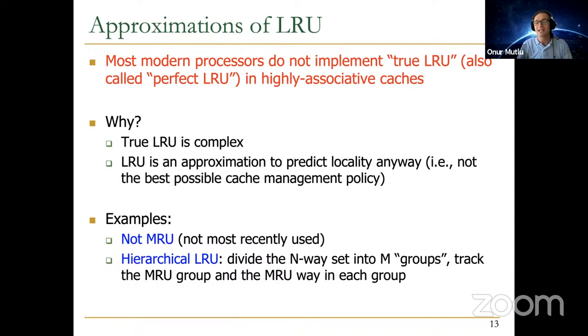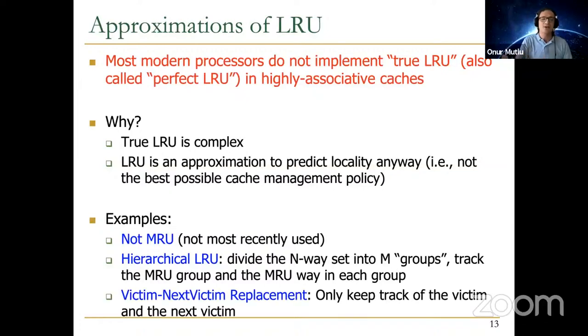Or you can do hierarchical LRU. Basically, people have looked at hierarchical LRU mechanisms where they don't keep track of the order completely. They don't have a total order, basically. They break the total order in a hierarchy. And they also have other mechanisms like victim, next victim replacement, where they only keep track of the victim and the next victim. And victim could be the least recently used, and next victim could be something else, for example. But these are approximations to the LRU.